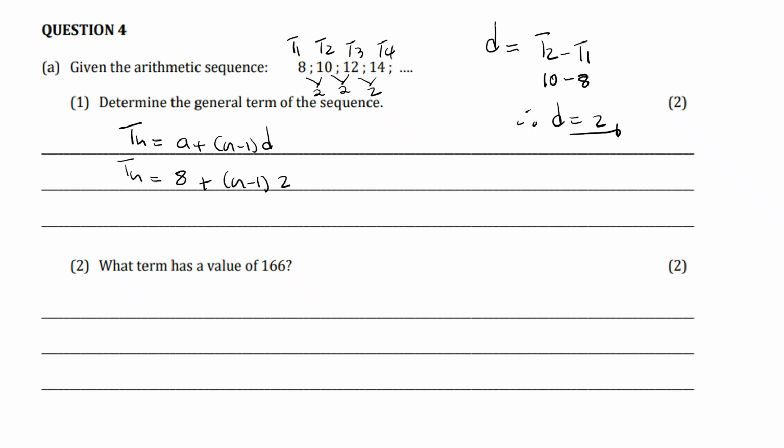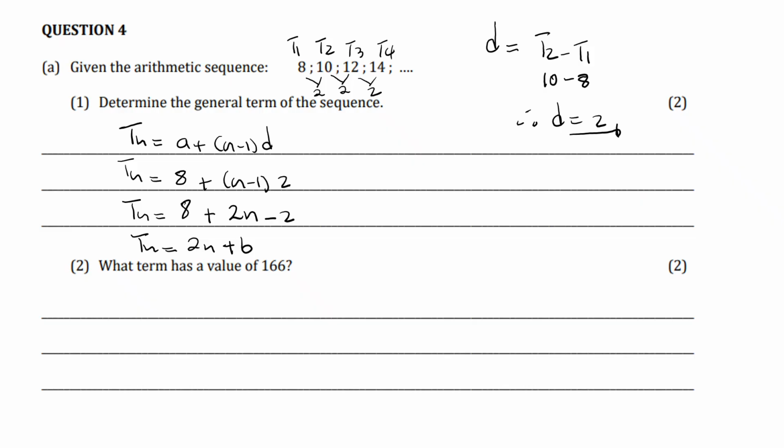Make sure that you multiply out the brackets correctly. Don't make mistakes even when you add the like terms. So this will be 2 times n, 2n, and then we have n times 2 times minus 1, which is minus 2. When you add the like terms, Tn is equal to 2n, and then I have 8 minus 2, which is just 6. So my general term is 2n plus 6. Then you'll have the 2 marks.